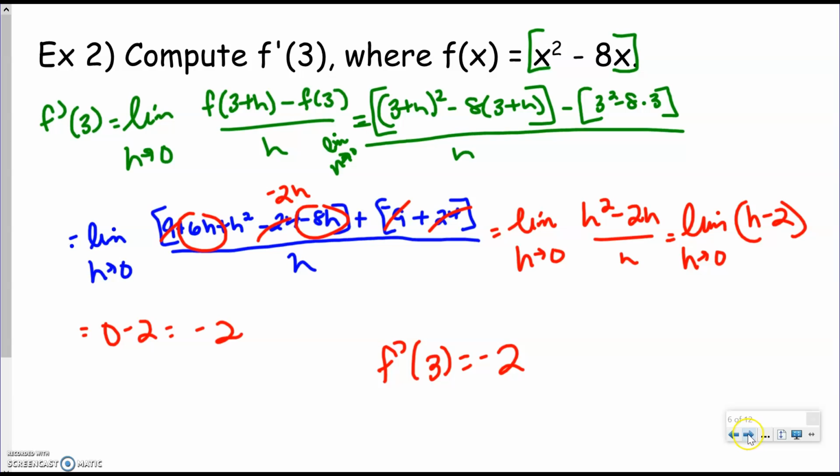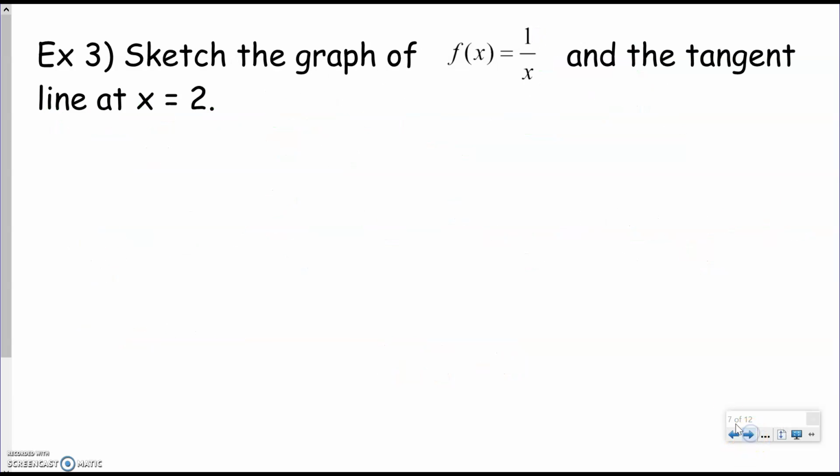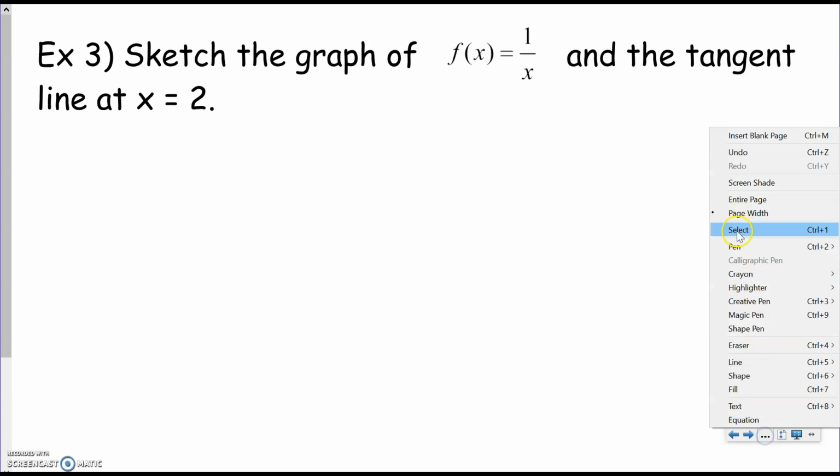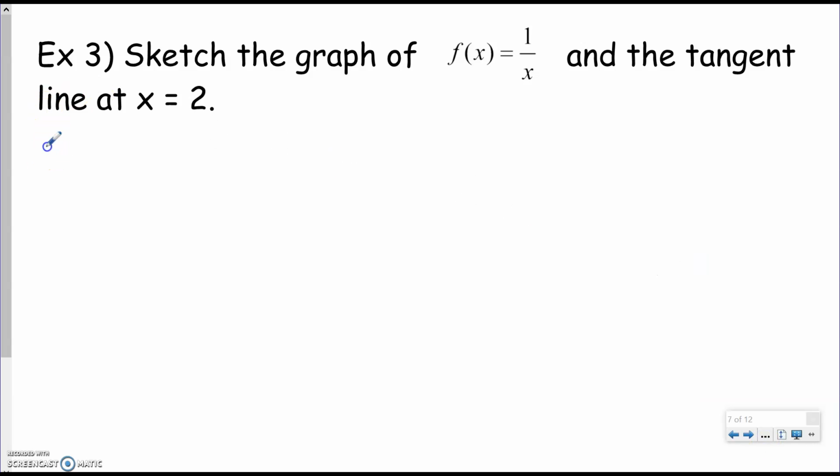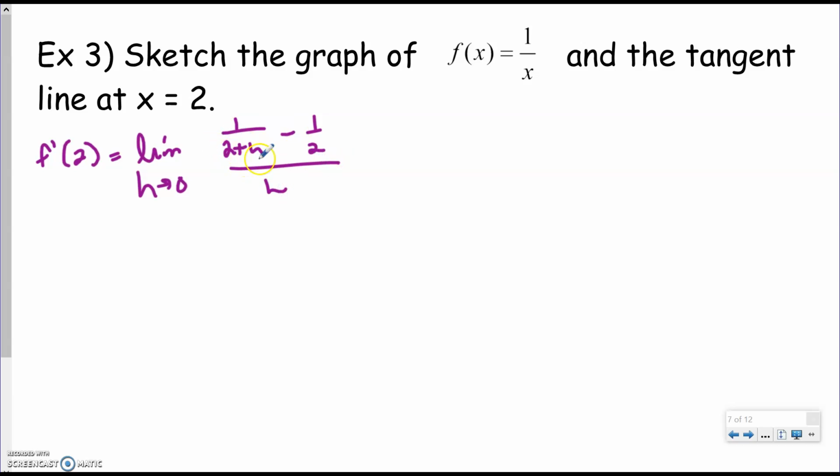Okay, let's do the third one. I'm actually going to do a little bit of work and then show you what the graph looks like. I'm going to find this f prime at 2. So I'm going to do the limit as h approaches 0 of 1 over 2 plus h minus 1 over 2 divided by h. And I skipped that first step, and you are free to do that as well.